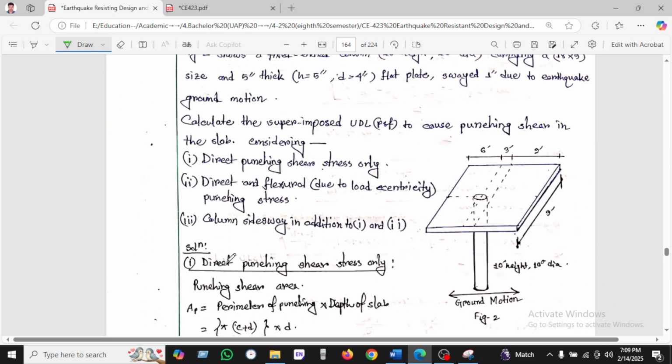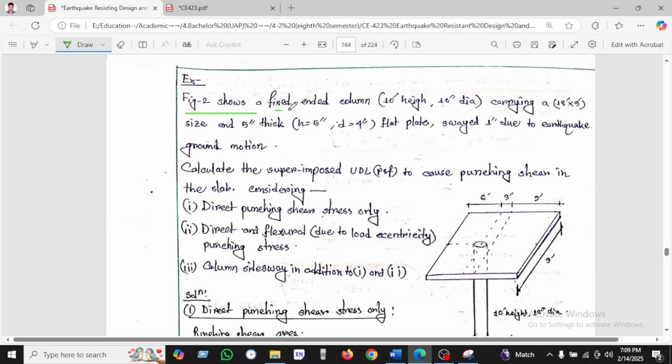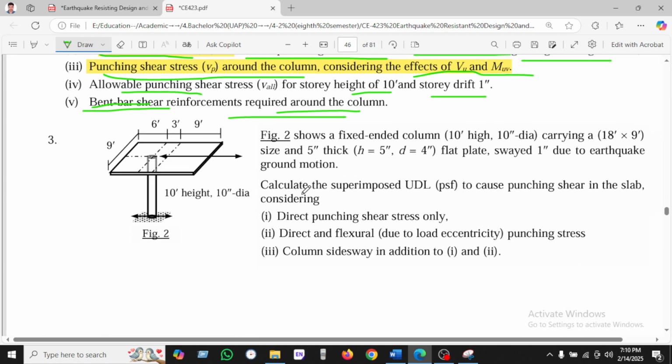So here is another example we have seen. Figure 2 shows the fixed column, 10 height and 10 diameter, carrying this size and this size. This is a given flat plate showing drift 1 inch due to earthquake ground motion. Calculate the superior reinforced UDL. So UDL will be calculated, causes the punching shear to slab constant. Direct punching shear stress only. Direct and flexural due to eccentric punching shear and column side showing addition 1 2. Okay, so this is the question, and this is the question we have to calculate here.